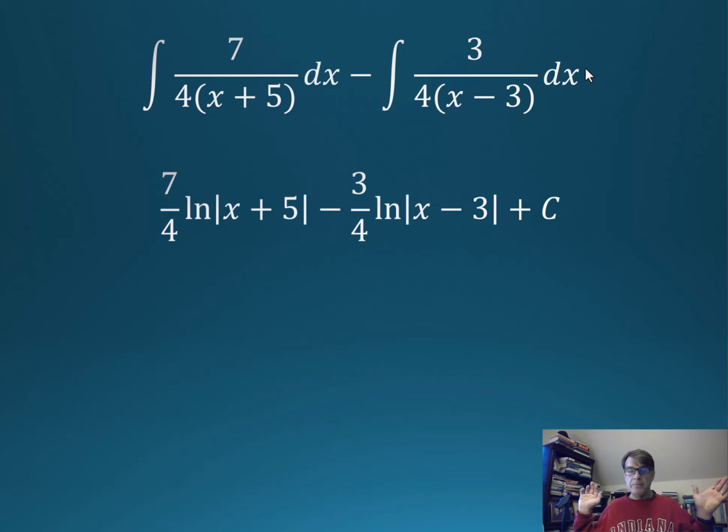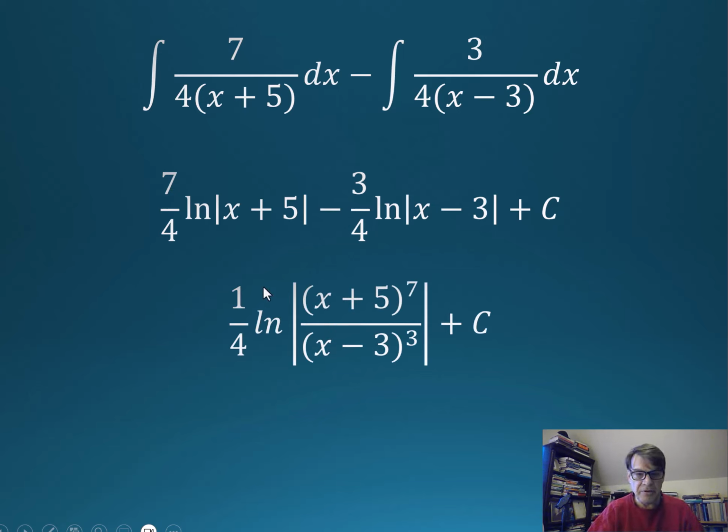I don't know what your teacher wants you to do, but you might remember that natural log minus natural log is the same as the natural log of this over this. And then the multiplier could be a power. All of that is to say, if you want to simplify it, you can say 1/4, because both of these are over 4, times the natural log of (x plus 5) to the 7th over (x minus 3) to the 3rd, plus a constant. And there we've done it. It looked hard. We didn't know what we were going to do, but by using partial fractions, we were able to solve this puppy. So practice makes perfect, but there you have it.